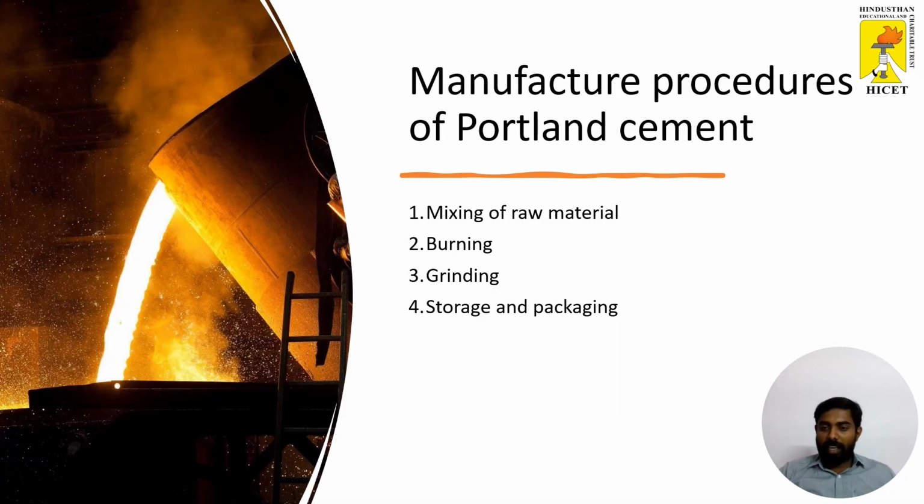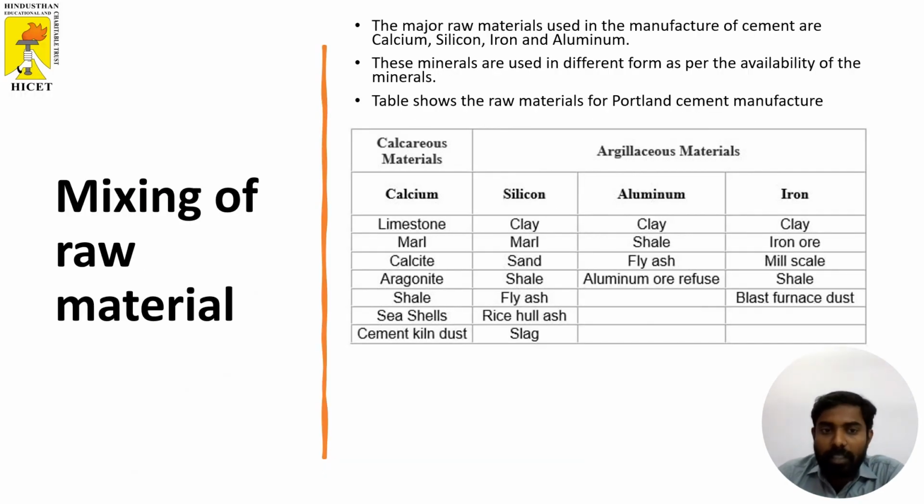Portland cement manufacturing has various procedures: mixing of raw materials, burning, grinding, and the final stage of storage and packing. Starting with the mixing of the raw materials, the major raw materials used in the manufacturing of cement are calcium, silicon, iron, and aluminum. These minerals are used in different forms as per the availability of the materials.